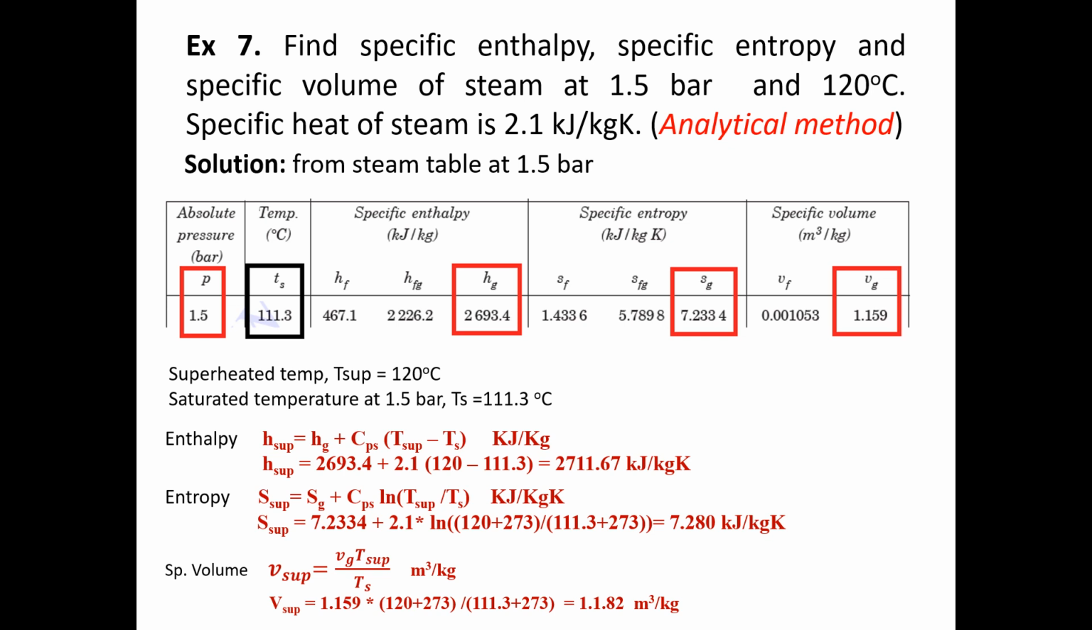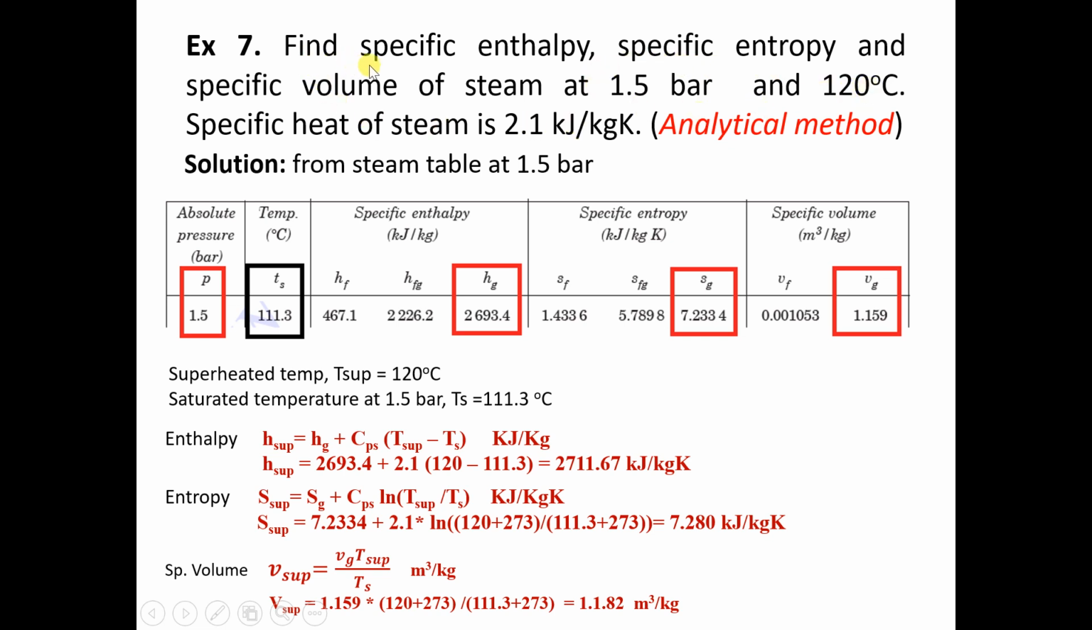Whenever we find enthalpy, entropy and specific volume of saturated water, subcooled water, wet steam and saturated steam, we require either pressure or temperature. And for wet steam, along with the pressure or temperature, we require the dryness fraction. But for superheated steam, we require pressure as well as temperature, both.